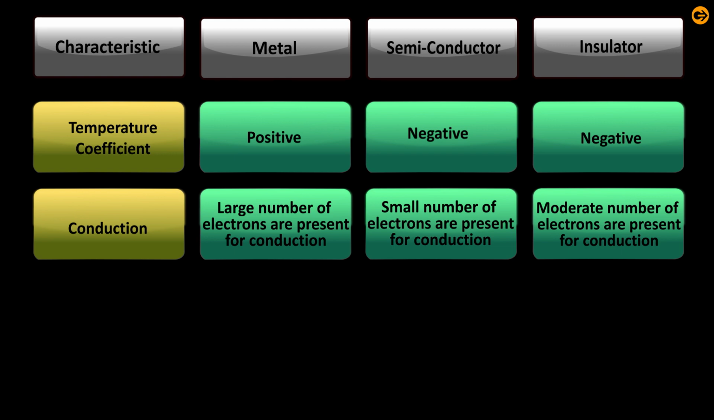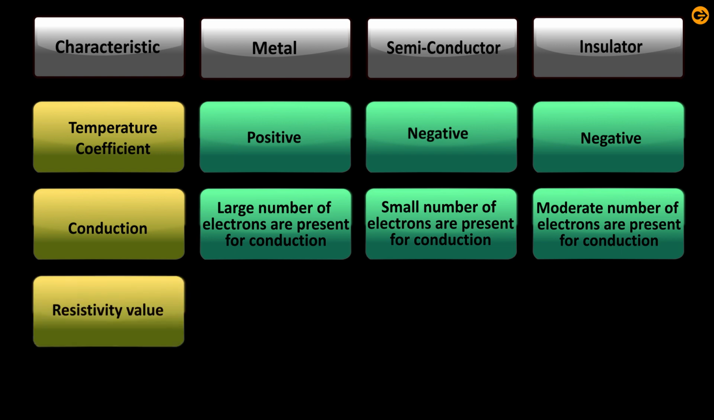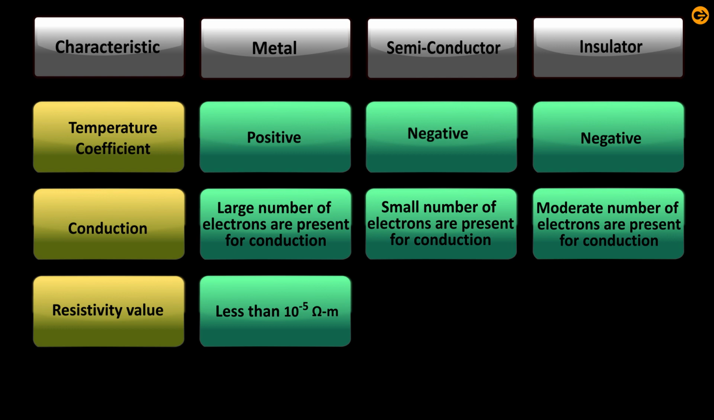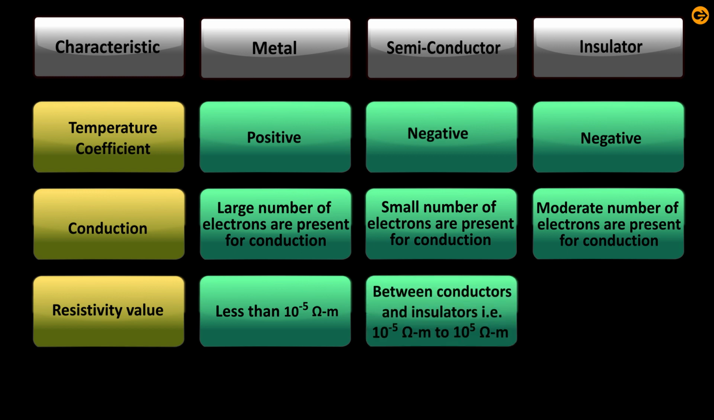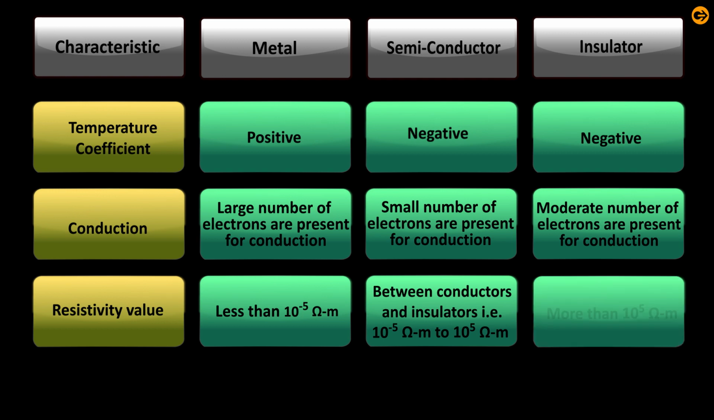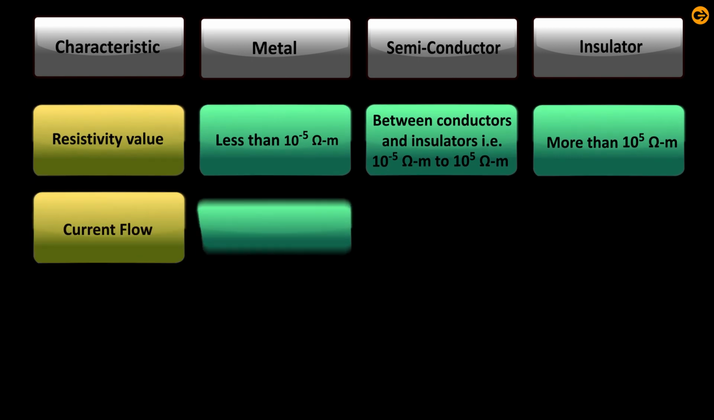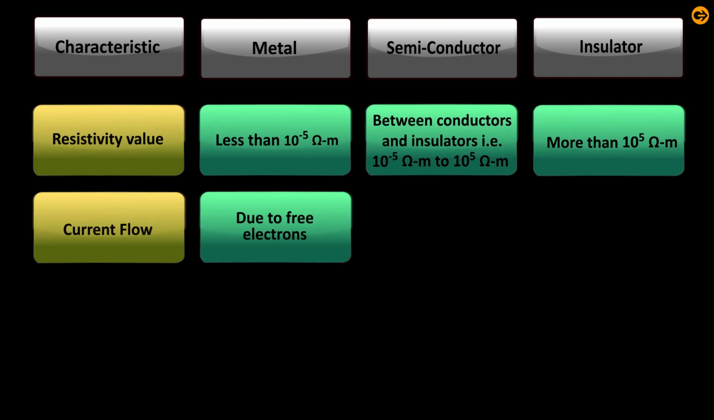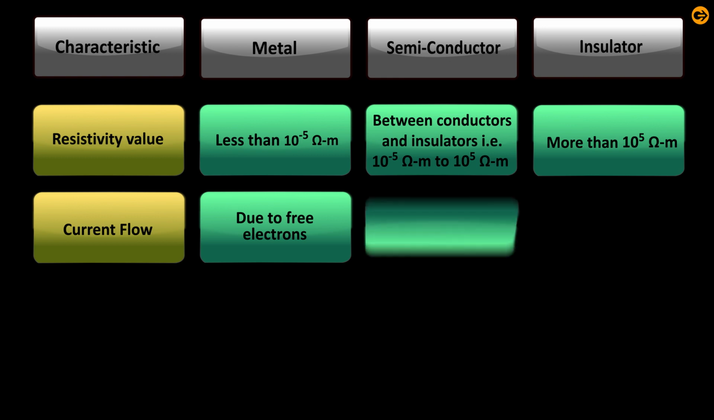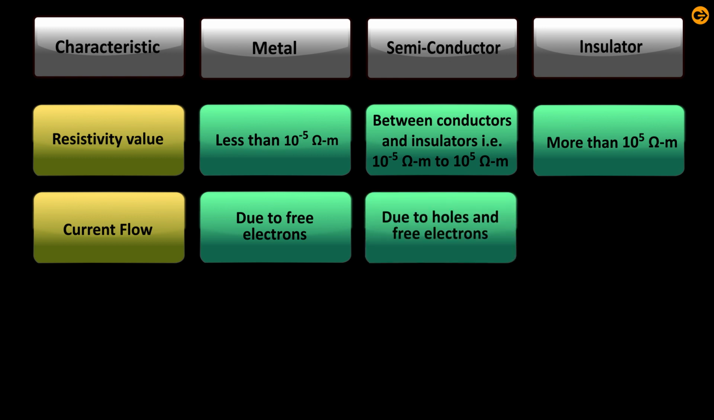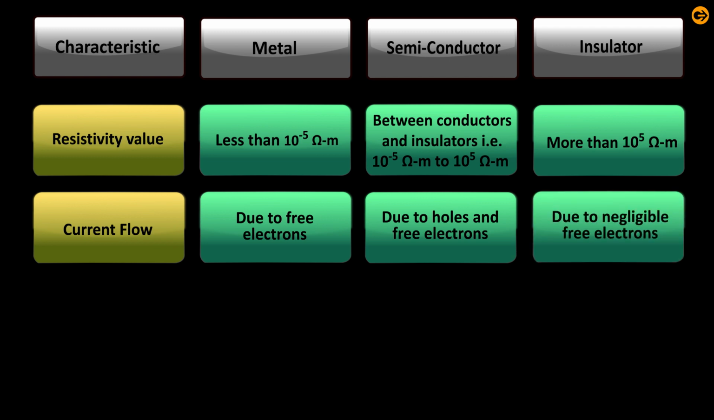The resistive value of metal is less than 10 to the power minus 5 ohm meter. In case of semiconductor, this resistive value lies between 10 to the power minus 5 to 10 to the power 5 ohm meter. And for insulator, it is more than 10 to the power 5 ohm meter. The current flow in metal happens due to free electrons. In semiconductors, current flow happens due to holes and free electrons. And in insulator, the current flow doesn't occur as there is no free electrons.